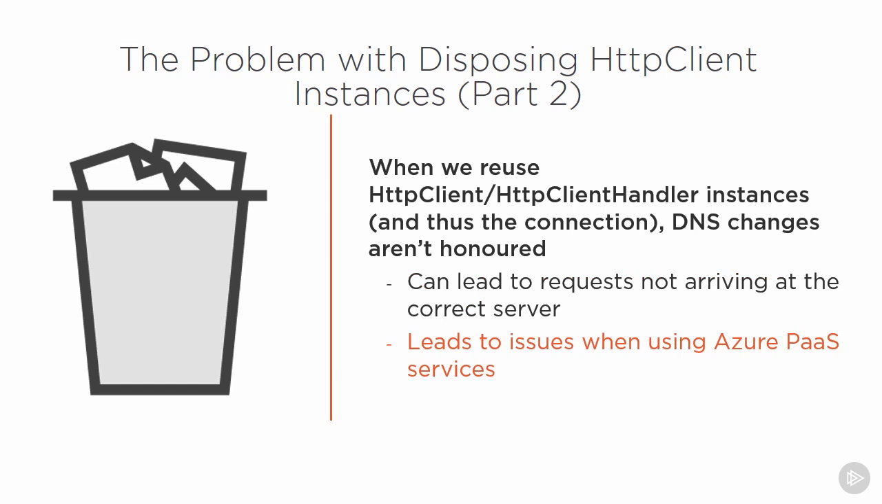Moreover, a lot of Azure Platform as a Service services internally use this. We can work around this by, you guessed it, disposing our instance and thus the underlying handler, but that's what we don't want to do. There's another workaround for this, which involves using a service point instance, but since .NET Core 2.1, a better approach exists. Using HTTP Client Factory for instance management. Let's check that out.